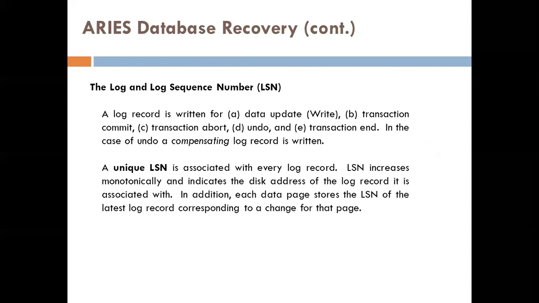So here it is, based on the log and log sequence number. A log record is written for each database update or write operation, when a transaction commits, when a transaction aborts, or when a transaction does an undo operation, and when the transaction ends. All these details will be present in a log record. In the case of an undo operation, a compensating log record is also written. So when the undo operations are done, that is also mentioned in the log file.